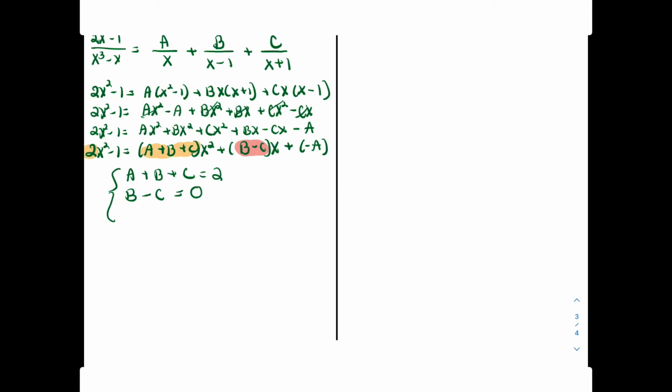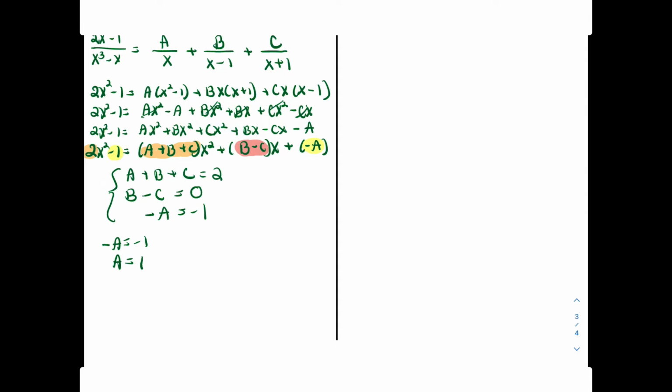And then my constant term on the right hand side is negative a. And I want to put that equal to the constant term on the left hand side, which is negative 1. So negative a equals negative 1. So I'm going to solve this by substitution method. So I have the equation negative a equals negative 1. If I divide each side by negative 1, I get a equals 1. So I found my a.